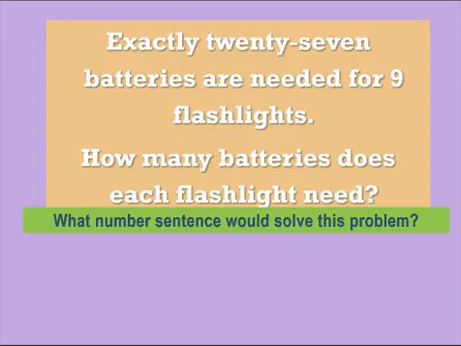Okay, you know what you have to do now. Write down the number sentence that I would use to solve this problem. Go ahead, write it down. Let's hear it. Good job. 27 divided by 9 equals 3.